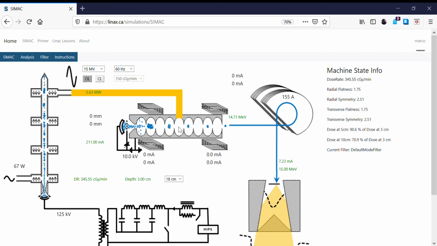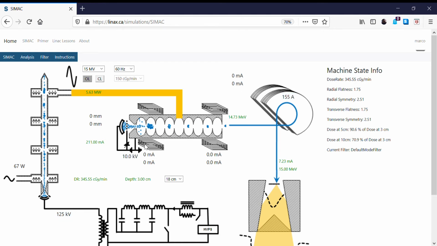However, we also know that if we change the number of electrons, the quantity of electrons that enter the accelerator, this will also change the electron energy because now the available power from the RF beam coming to the accelerator has to be shared between different amounts of electrons, which will affect their energy. So what I've done here is I've reset our 15 MV beam. So we've reset the base parameters: 67 watts for the RF driver, 125 kilovolts for the klystron voltage, and 155 amps for the bending magnet. And I'm going to leave those the same.